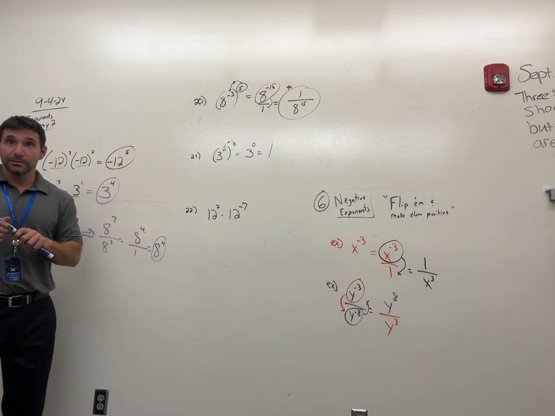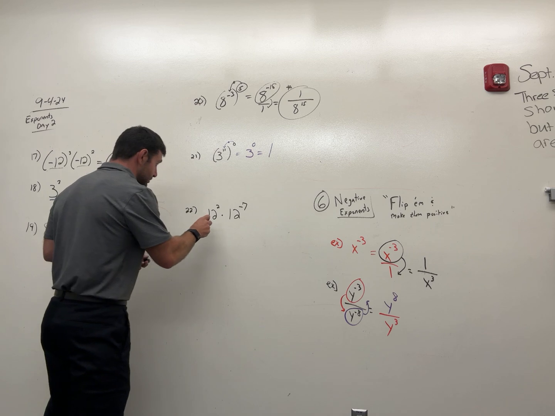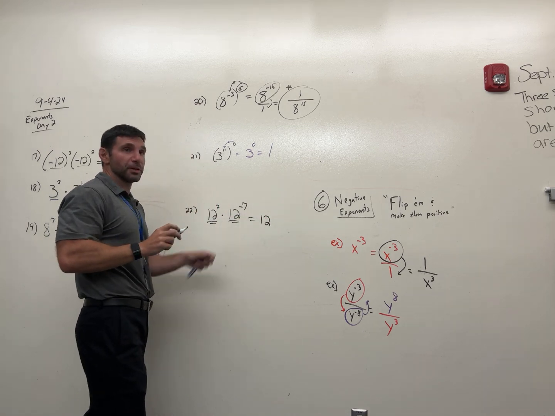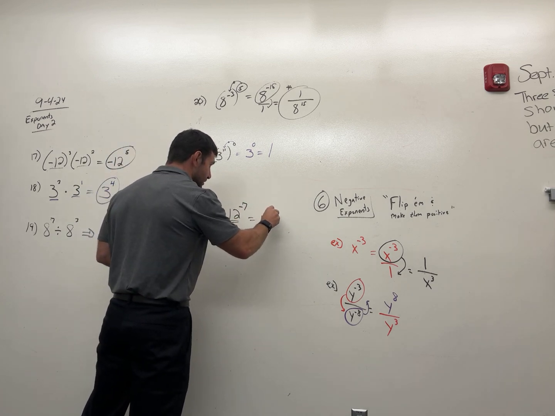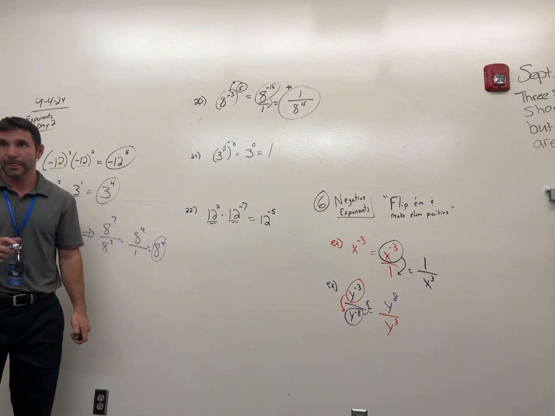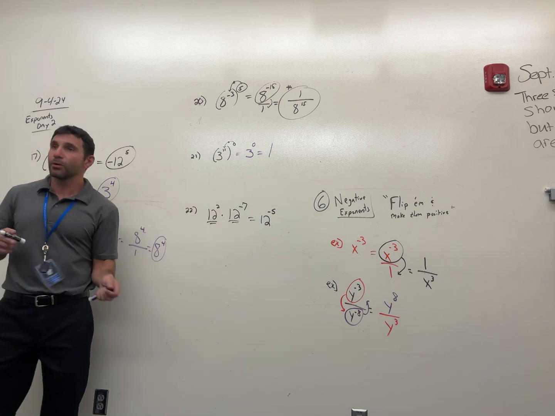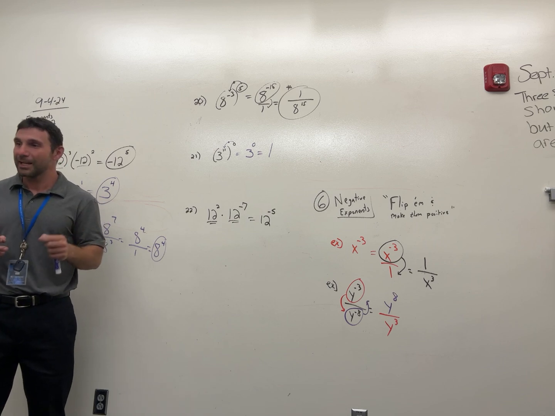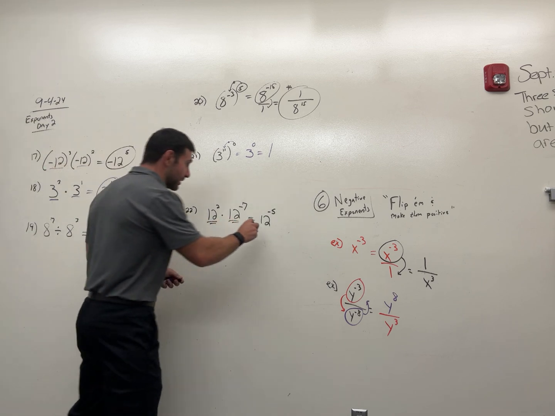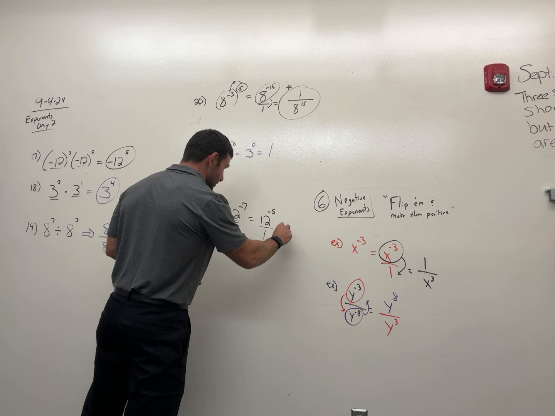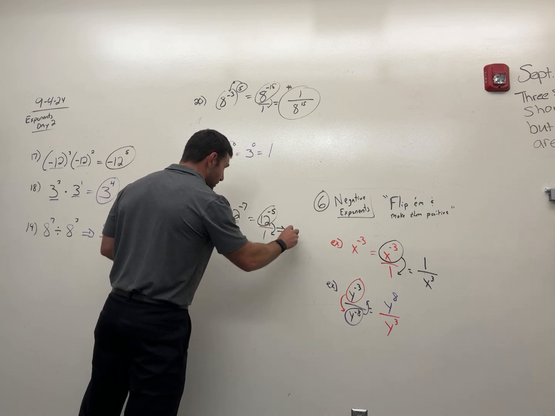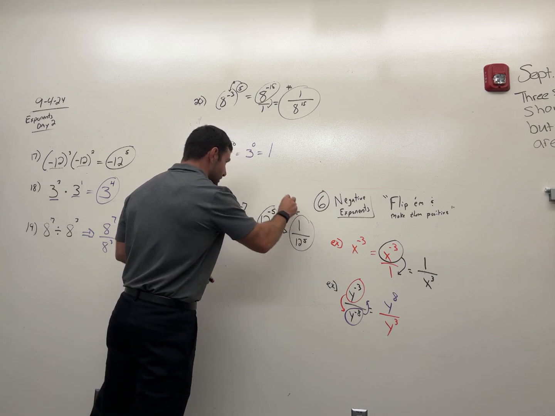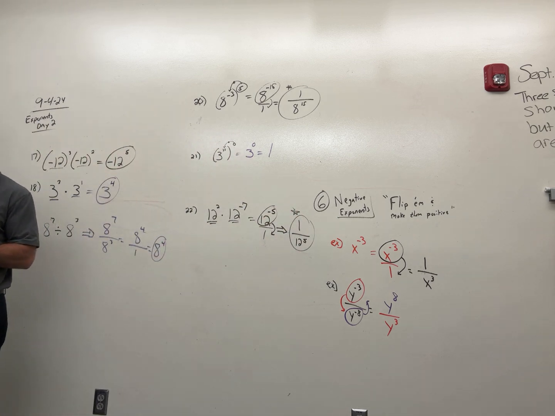Do we have like bases here? Yeah. They're both 12. So we keep the base. We add the exponents. 2 plus a negative 7 is negative 5. Would that be all right? Yes, but we don't want negative exponents. So we make it a fraction. This whole thing goes to the denominator and becomes positive. What questions do we have there?